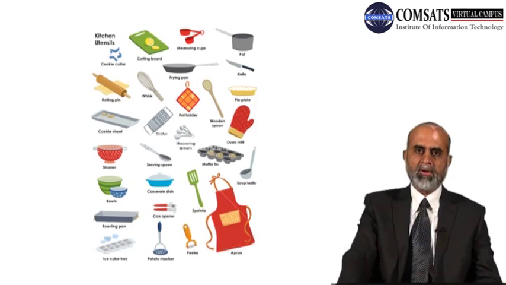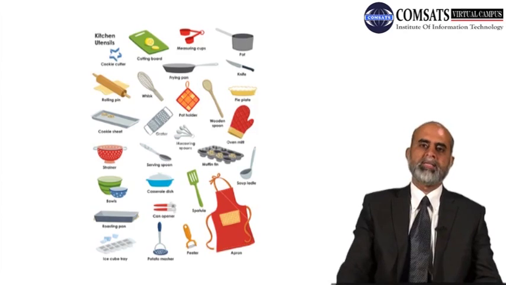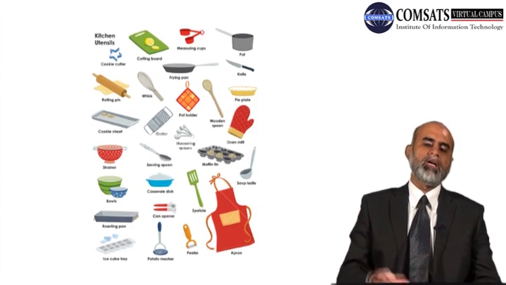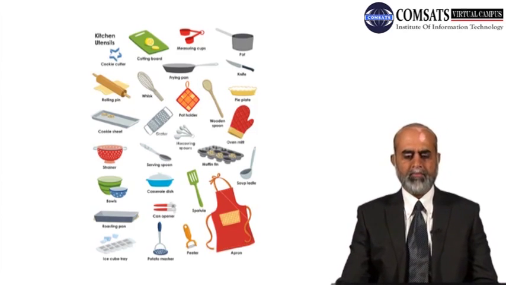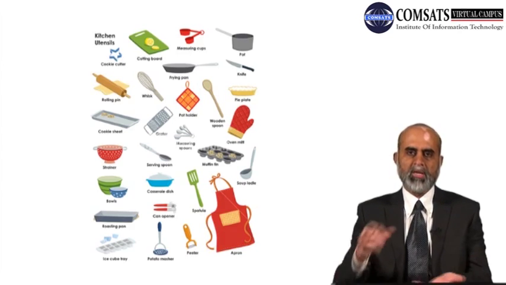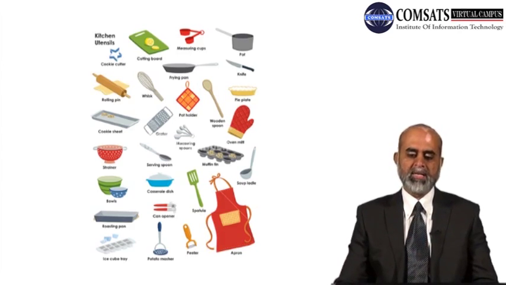Muffin tin is in order to make muffins. Then you have soup ladle. Soup ladle is usually much deeper. Then you have various kinds and shapes of bowls. You have casserole dish with the lid, usually a glass lid.